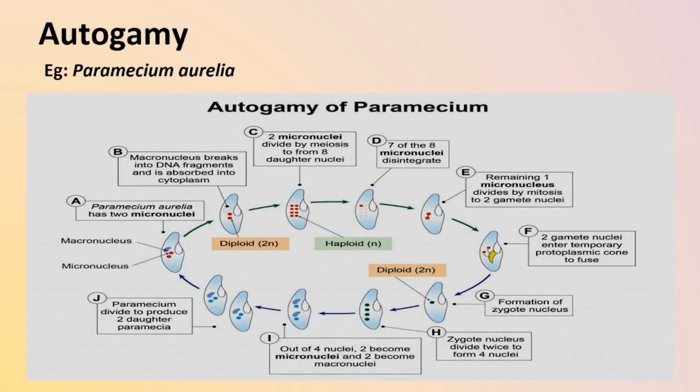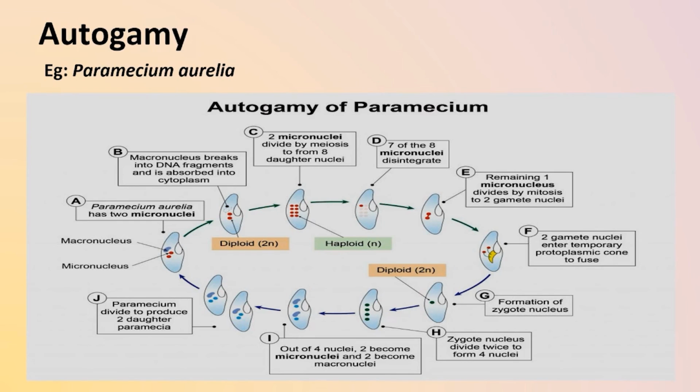Autogamy of Paramecium. Autogamy takes place in Paramecium aurelia, which has two micronuclei and one macronucleus. In the process of autogamy, the macronucleus breaks into DNA fragments and is absorbed into the cytoplasm. The two micronuclei divide by meiosis to form 8 daughter nuclei. Out of 8 daughter micronuclei, 7 disintegrate, and the remaining 1 micronucleus divides by mitosis into 2 gamete nuclei.